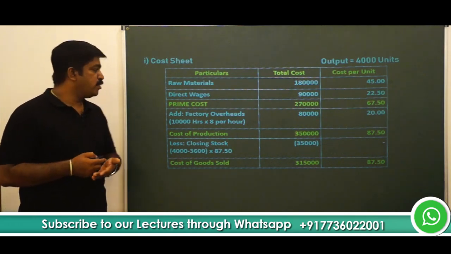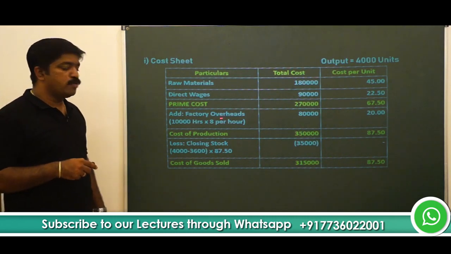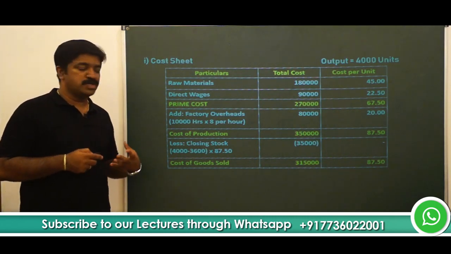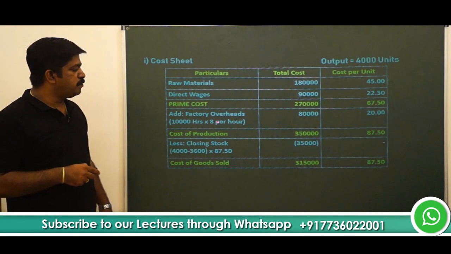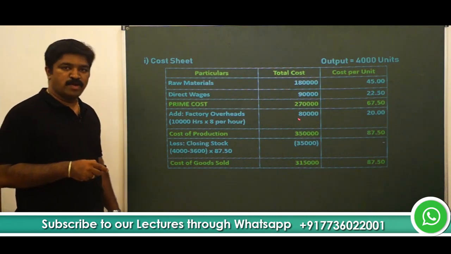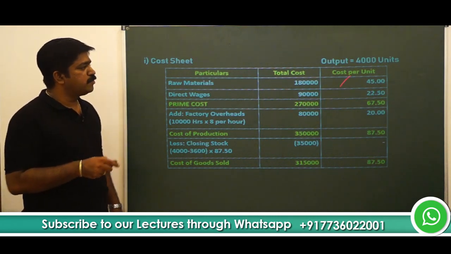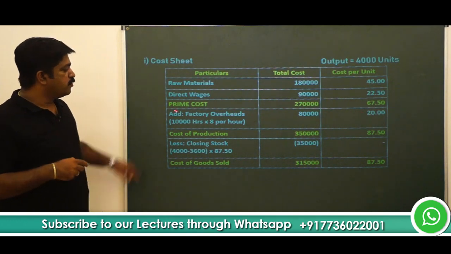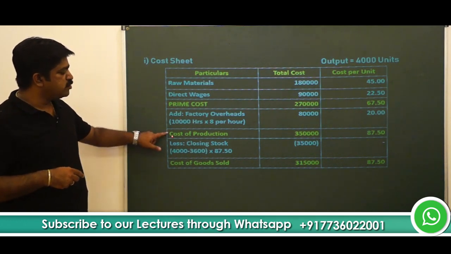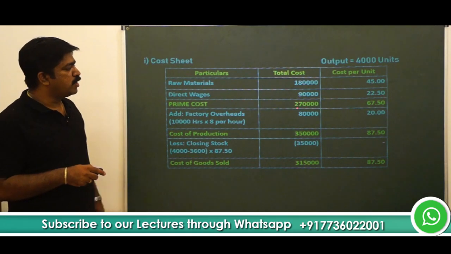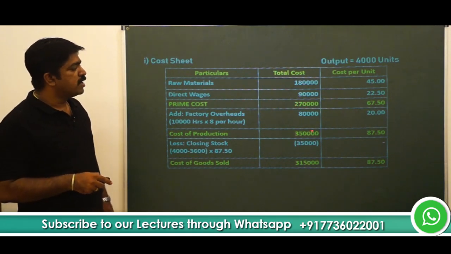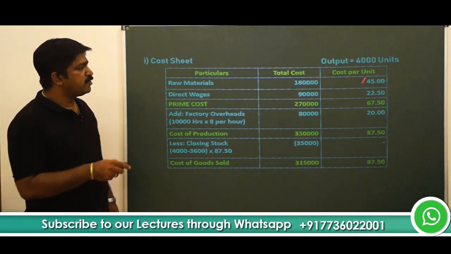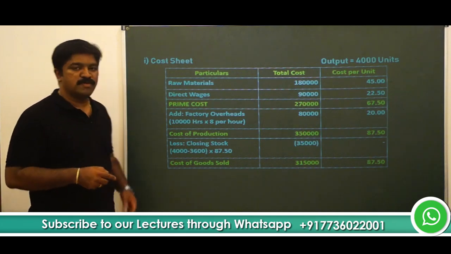Now you can add your factory overheads. Factory overheads, this is nothing but the 10,000 machine hours multiplied by rupees 8 per hour, so 80,000, and cost per unit is going to be 80,000 divided by 4,000, it's 20. So with prime cost, if you add factory overheads, what you get is cost of production. So 2,70,000 plus 80,000 is 3,50,000, and cost per unit 3,50,000 by 4,000, it is 87.5.